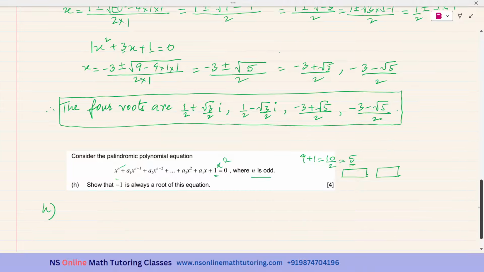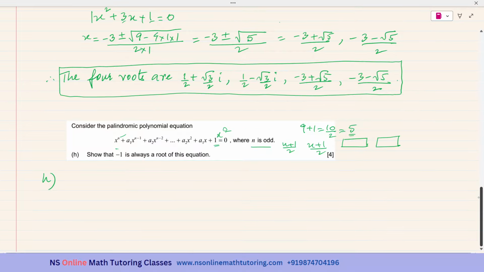So since there are n plus 1 number of terms, n plus 1 is an even number. So you will be having n plus 1 over 2 terms in the first half, first set, and n plus 1 over 2 number of terms in the second set. You will be having an equal number of terms in the two sets if you divide the terms. The left set will be having n plus 1 over 2 number of terms, and the right set will also be having n plus 1 over 2 number of terms. And it is a palindromic polynomial equation.